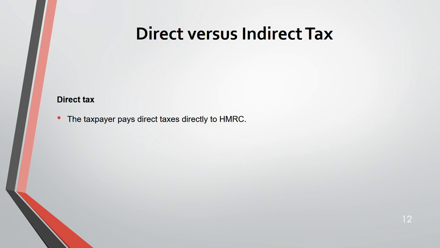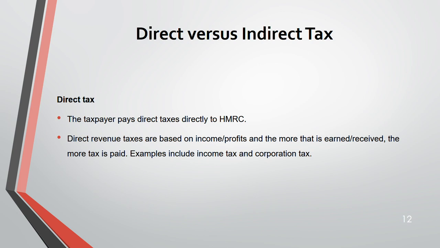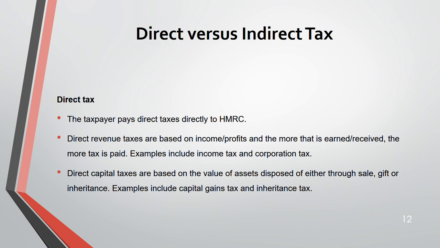Okay, direct tax: taxpayers directly pay tax to HMRC. Okay, now, direct revenue taxes are based on income and profits. That means the more you earn, the more you have to pay as tax. Like income tax and corporation tax, they are direct revenue taxes. The next one is direct capital tax. Okay, under direct also two types, direct revenue and direct capital. Direct capital taxes are your capital gains tax, because it is on capital assets, and inheritance tax also, because you are inheriting something of a capital nature, like an estate or a building, or a house. Okay.